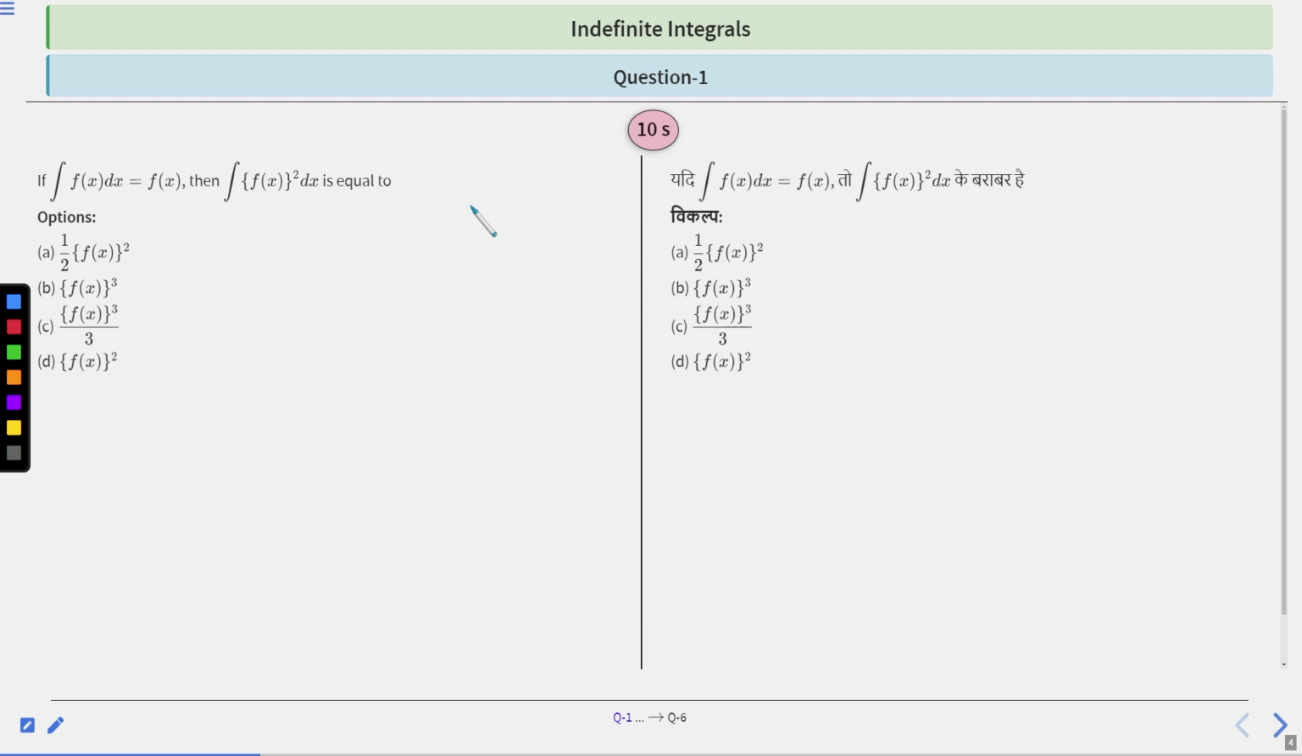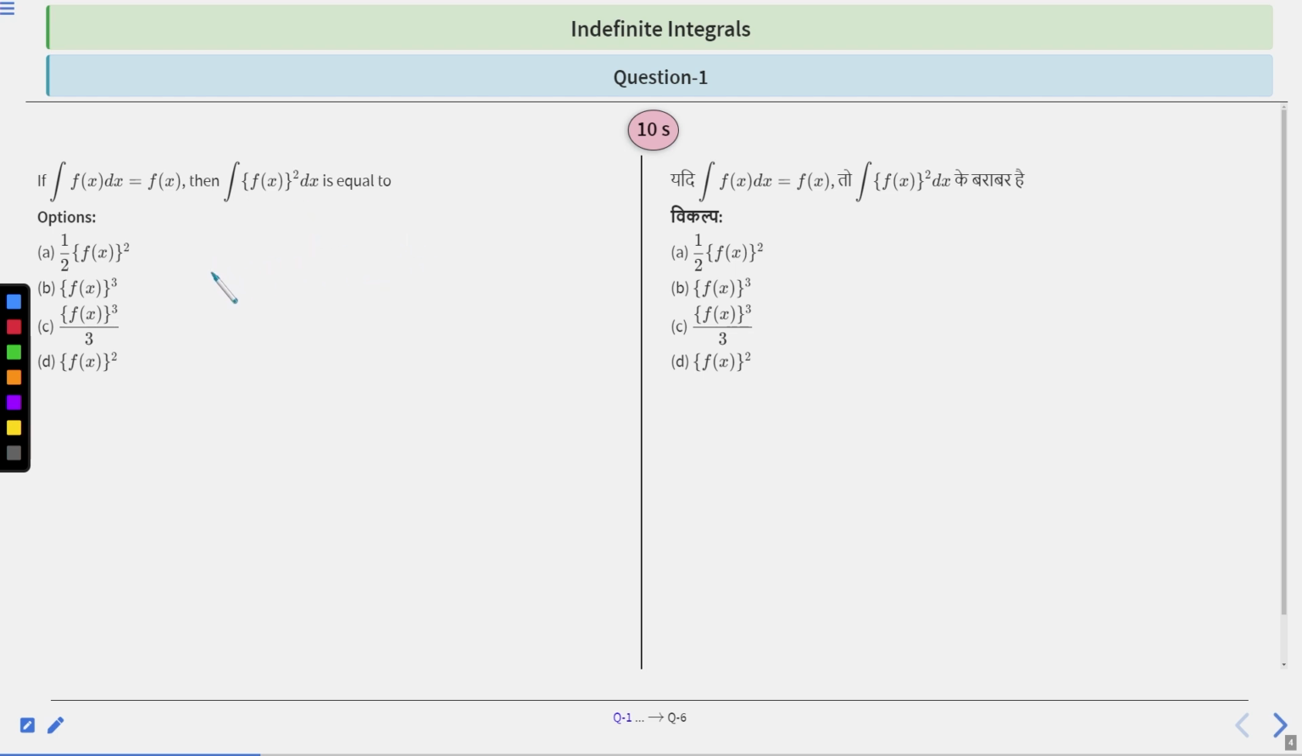But you can also differentiate both sides throughout. So f(x) will be f dash x. Therefore, f dash x upon f(x) will be equal to 1, right? So the integration of f dash x upon f(x) is equal to the integration of 1 dx, which will be equal to log f(x) is equal to x plus c.